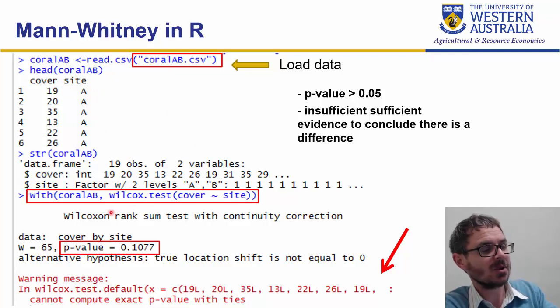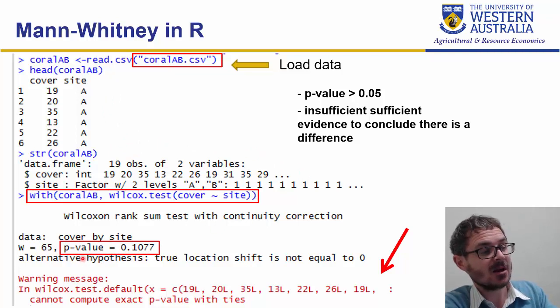I'm then going to apply my test. So with the Coral AB data set, apply the wilcox.test function, my response variable cover, and my factor variable site. The sites are A and B. I have 19 observations, two variables. What is my test output?